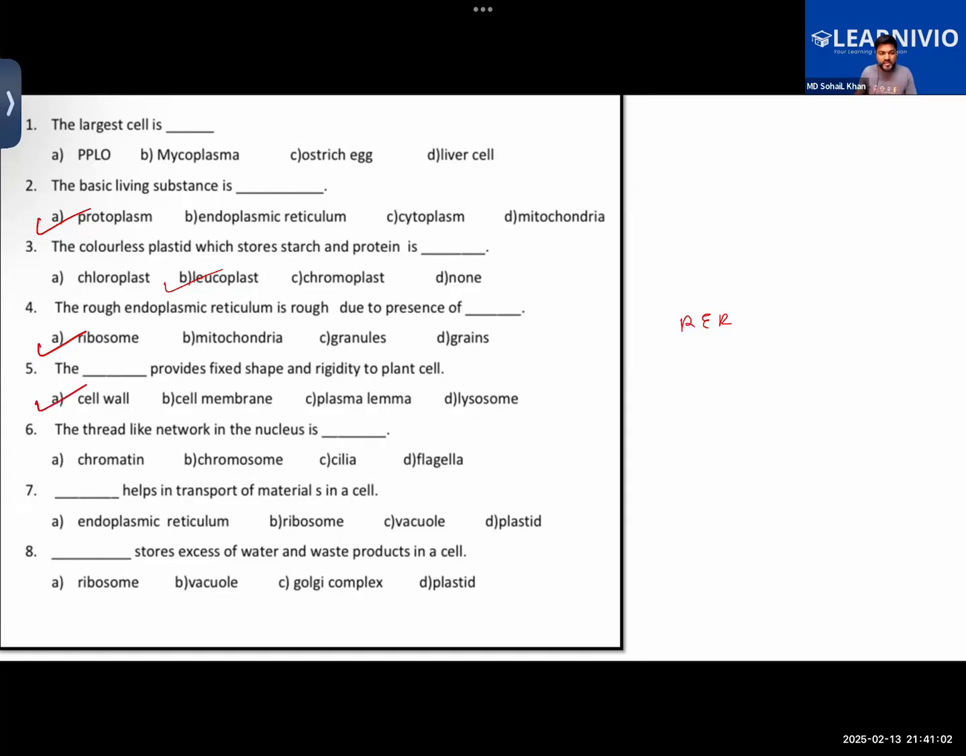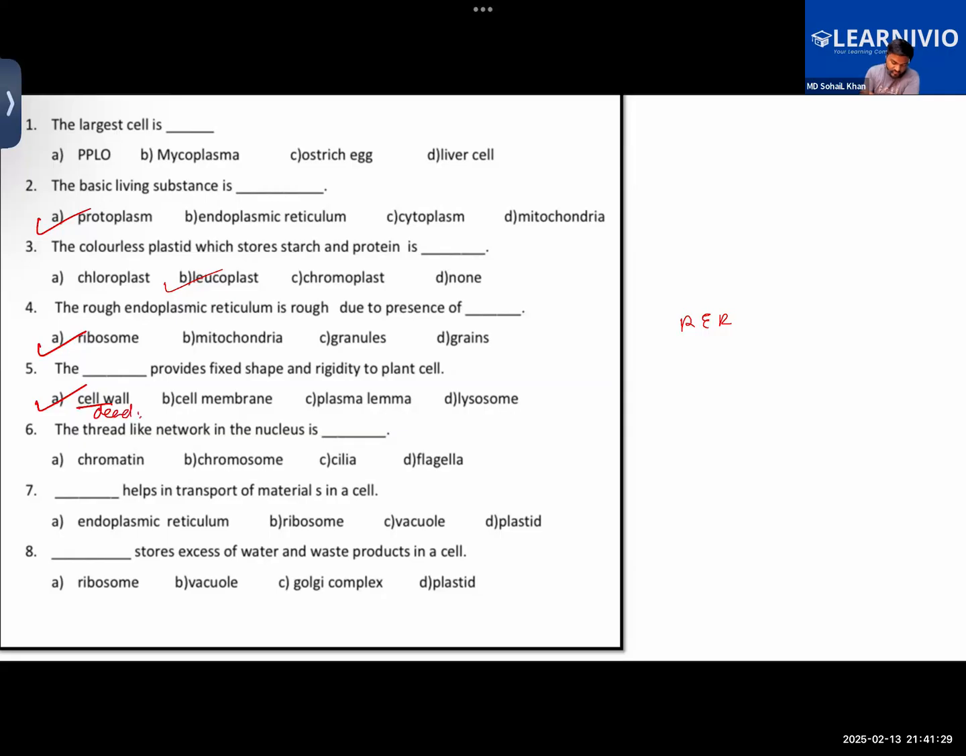By the way, you guys tell me, is the cell wall alive or dead? It is considered as dead. Okay, it is the non-living component of the cell, and primarily it is composed of cellulose. Cellulose does not show any characteristics of a living organism, so it's basically dead.